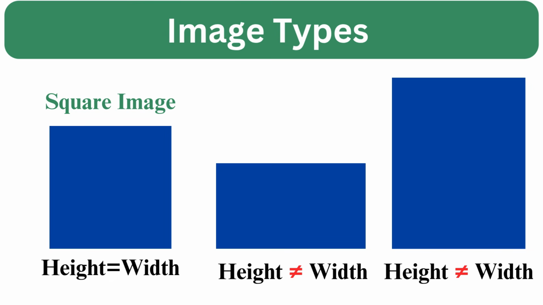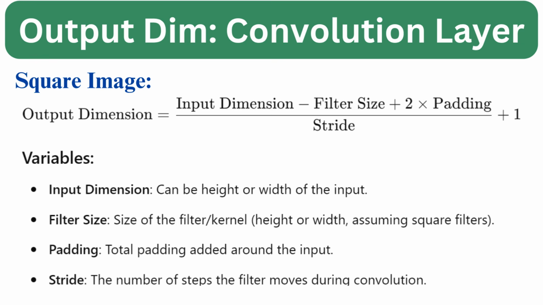An image could be in square shape or in rectangle shape, which means the height and width are not the same. So far, in the previous videos, we have worked with only the square images. So we have different sets of formulas for these two types of images. Let's first start with the square image.